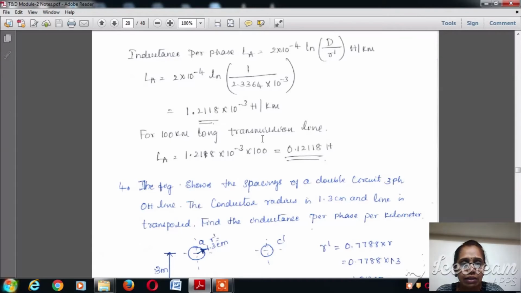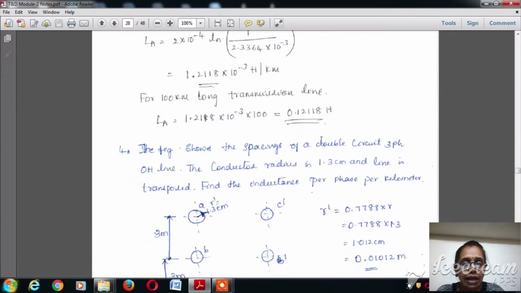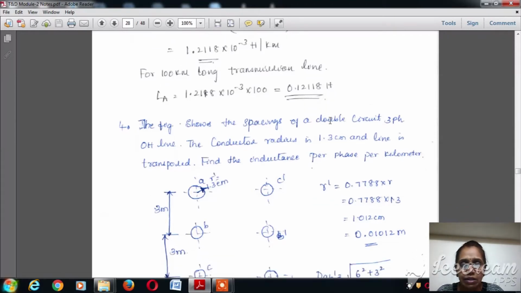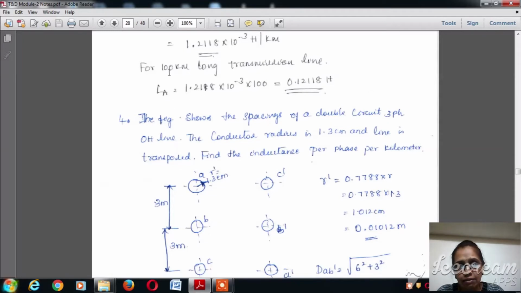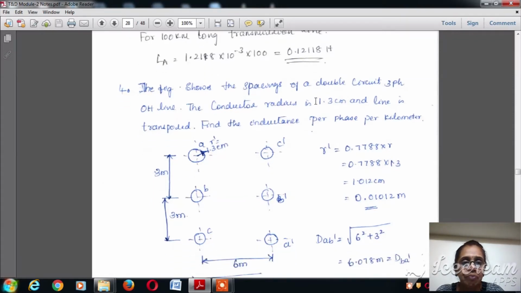Now for a 100 kilometer long transmission line, LA is equal to 1.2118 into 10 to the power minus 3 into 100, that is equal to 0.12118 Henries. Now we calculated the inductance of conductor A when it is symmetrically spaced. If we wish, we can calculate conductor B and conductor C also if they ask in the problem.